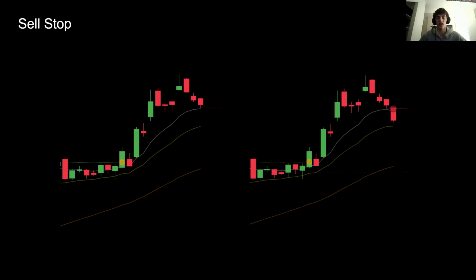And then the same thing goes for a sell stop. This is sort of where you get the term stop loss from. So if I was holding this stock and said that I didn't want to hold shares any lower than this red line, I would place a sell stop at that red line. And then as soon as price crossed under that red line, I would get filled right there and I would be out and I would sell my shares.